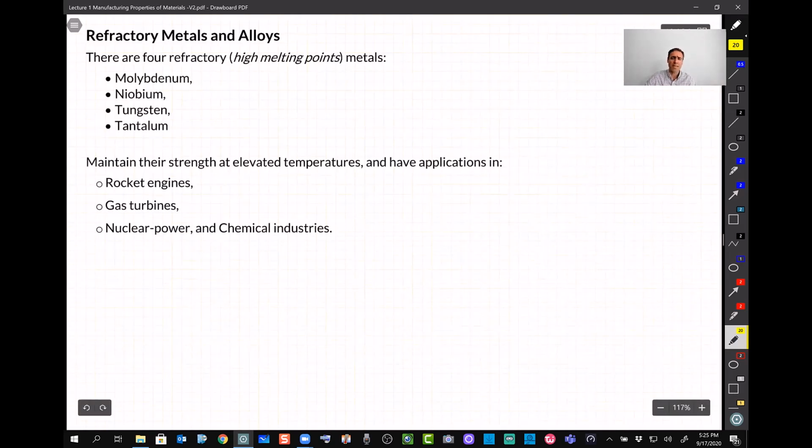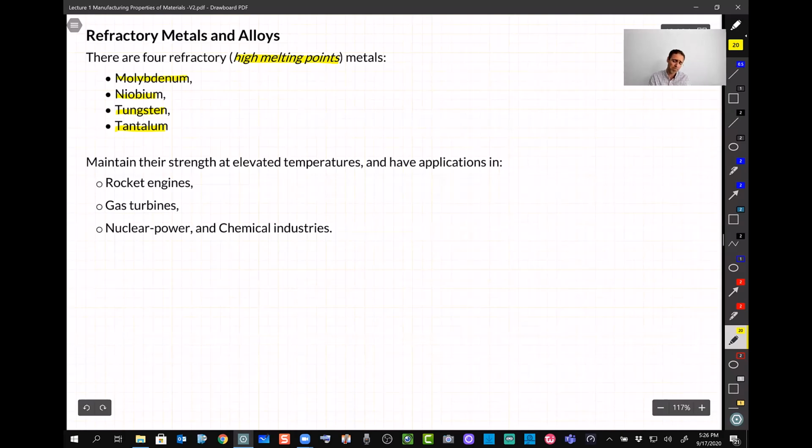And another subcategory of non-ferrous metals is the refractory metals. We use the term refractory because they are very stubborn to change, and that's why they are called refractory alloys or metals. They have very high melting points and they don't like to change. And there are four of them: molybdenum, niobium, tungsten, and tantalum.